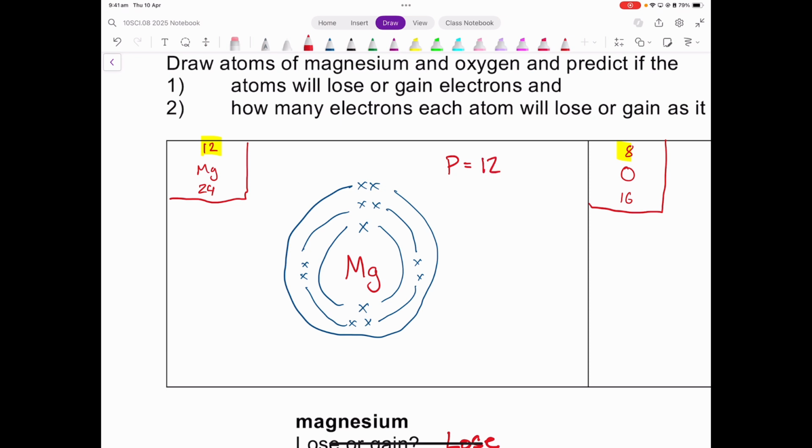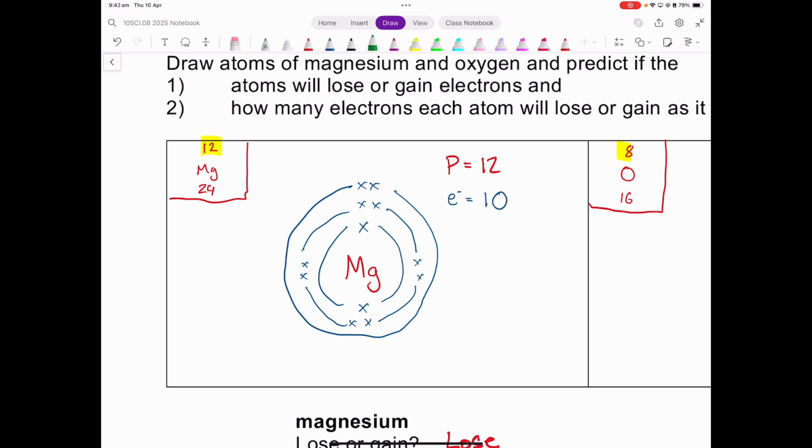12. Okay. How many electrons does it have? 12. Okay. So when we're talking about the electrons, what is going to happen to them in an ion? Are we going to gain or lose 2? Lose 2. So if I had 12 and I take away 2, how many electrons will I have? 10. Okay. So what is going to be the charge?